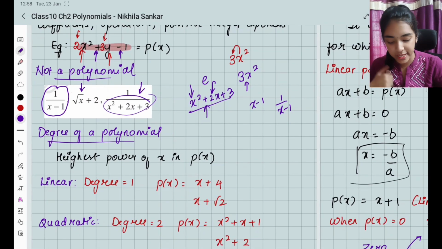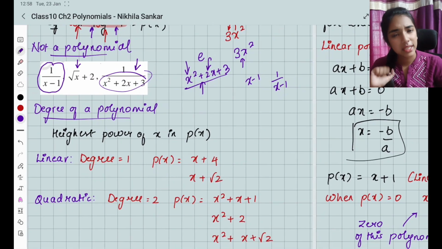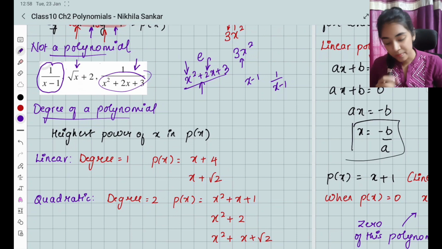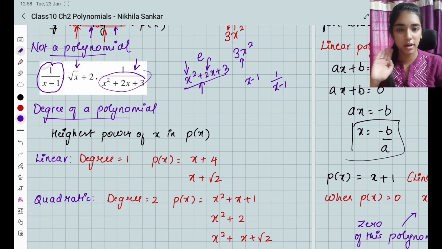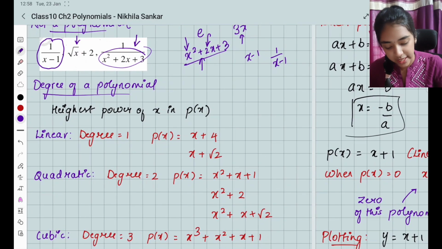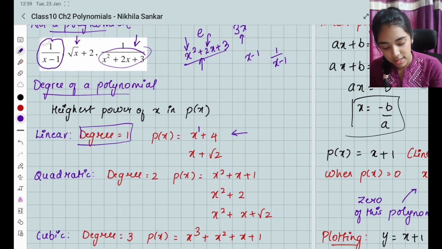Okay, இப்போ next topic, degree of a polynomial. Degree na enna artham? இப்போ for example, it is going to be the highest power of x. இப்போ ஒரு equation இருக்கு அப்படினா இந்த இடத்துல the polynomial is going to be x plus 4. இந்த இடத்துல x ஓட power என்ன? It is going to be 1. So what is the degree in this case? It is going to be simply 1.